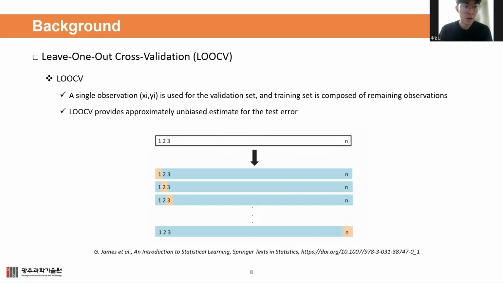And then there is the leave-one-out cross-validation method, LOOCV. This one is a little bit different from the validation set approach. Here a single observation is used for the validation set, and the rest of the observations are used for the training set. LOOCV provides an approximately unbiased estimate of the test error.